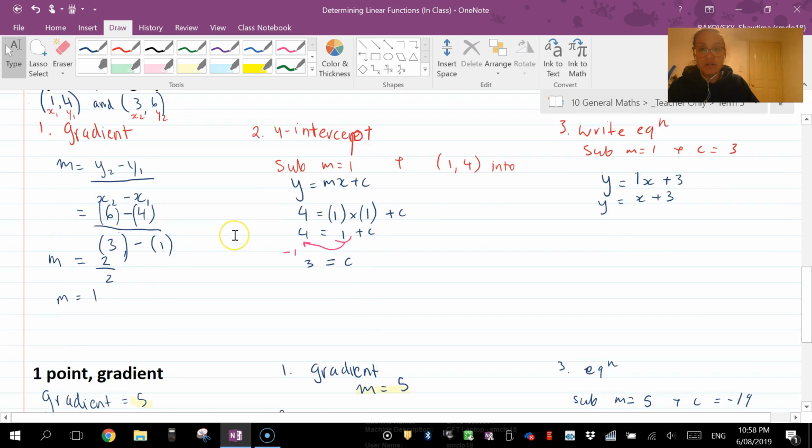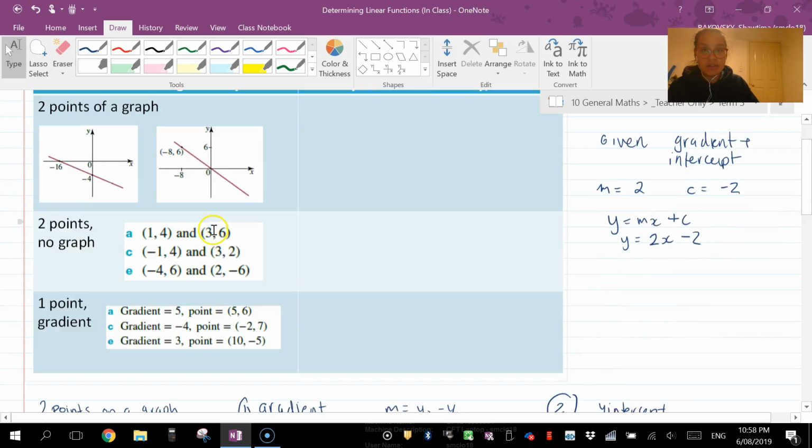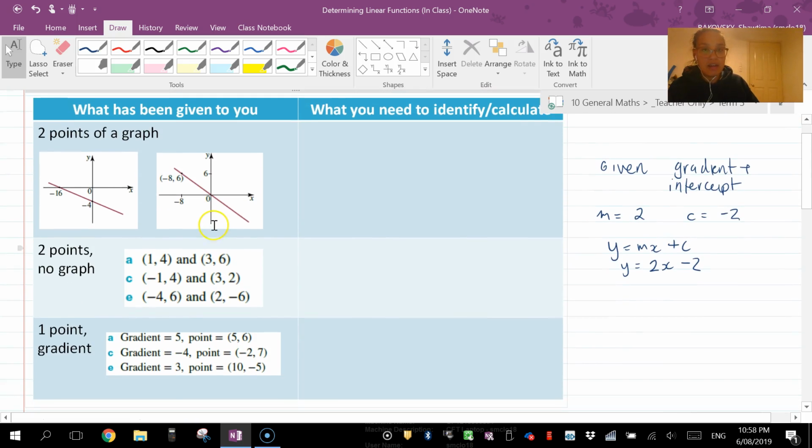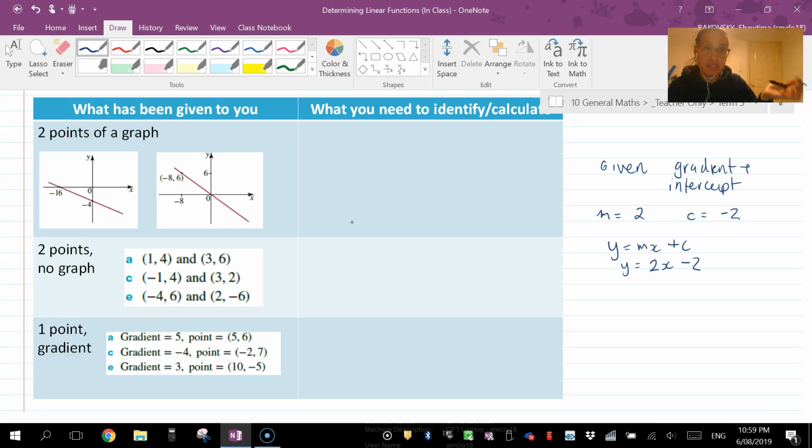Alright, so if you have a look up here, I want you to consider what you might need to do for each. So what's been given to you when you look at these different scenarios, and what might you need to calculate. So you might have something that's by inspection, so by identifying, and then something by calculation, so either calculating your gradient or using algebra to solve for c. Okay, stay awesome everyone. Good luck.